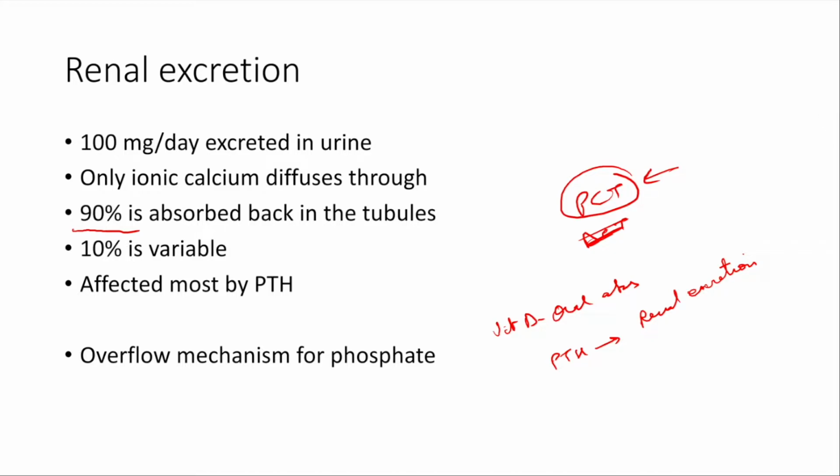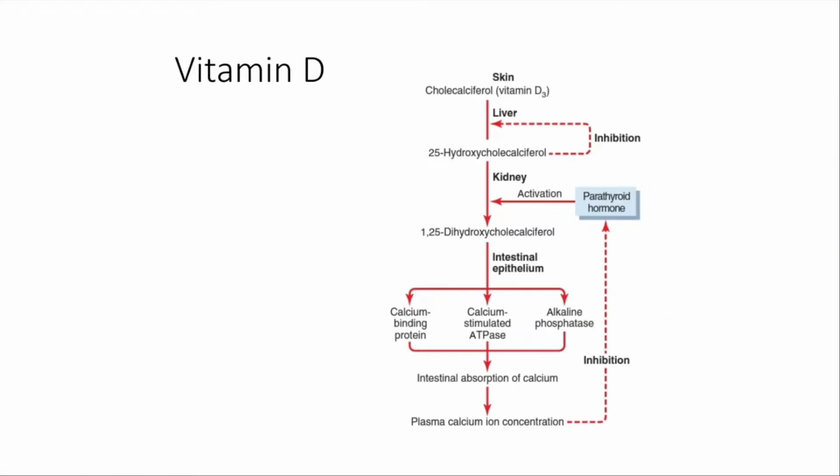Phosphate is basically an overflow. When you have enough phosphate, the remaining is excreted through the kidneys. Very simple to understand. Now we're going to talk about vitamin D, which, as you know, always goes hand in hand with calcium, the most important hormone.